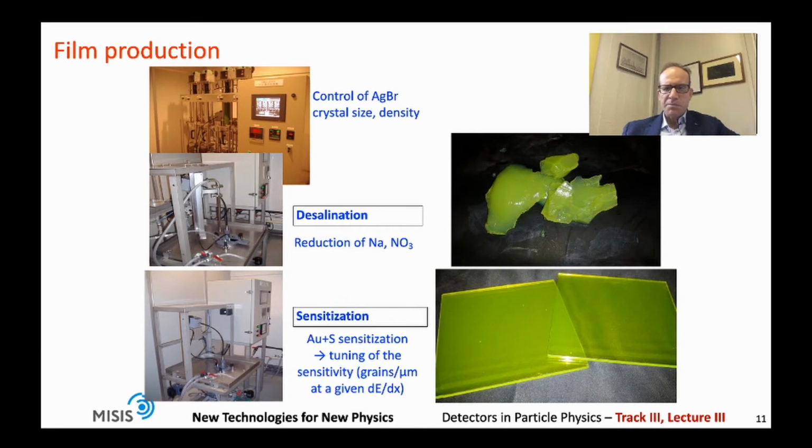This green is the typical color of this gel after pouring it on a plastic support. And then you see the film which is on the bottom, so they're made on a plastic support. So the last step is the sensitization, because then you tune the sensitivity, which is the number of grains per unit path length at a given energy deposition in the film, in the sensitive layer itself.